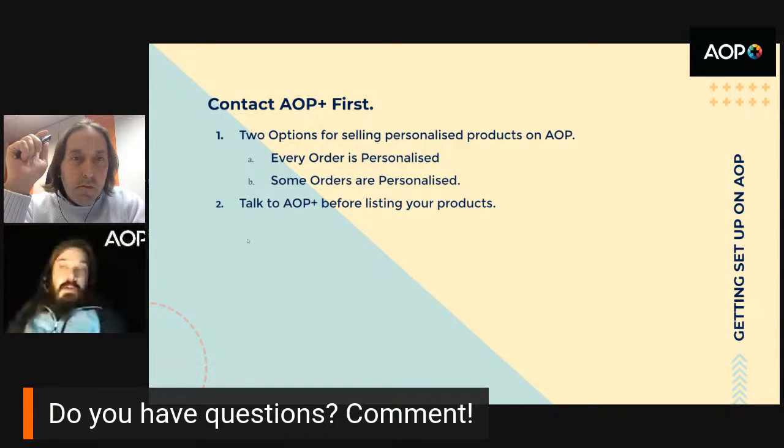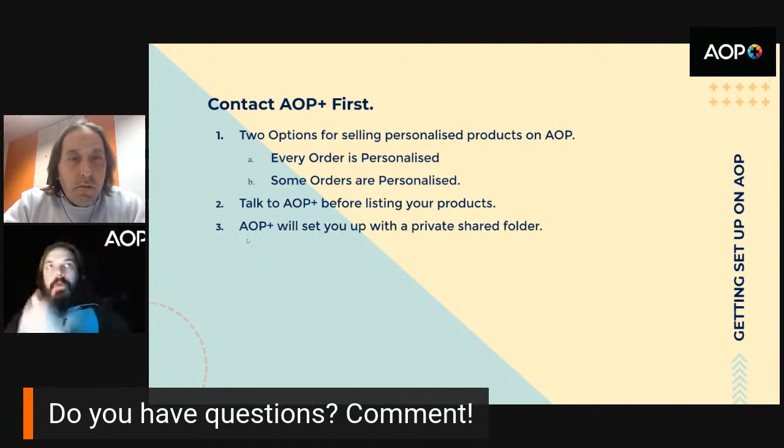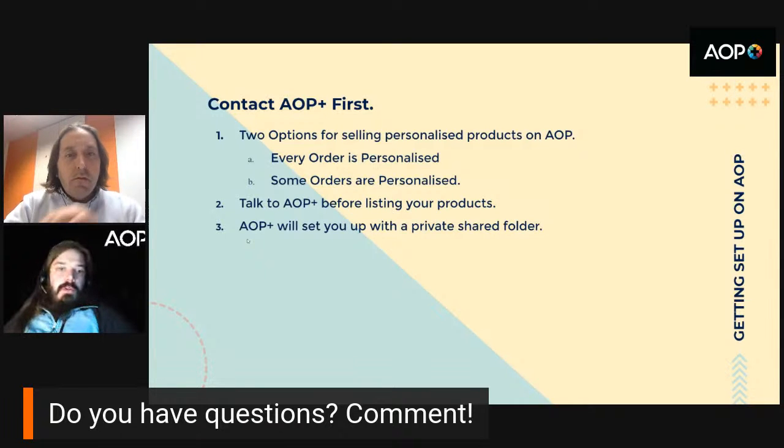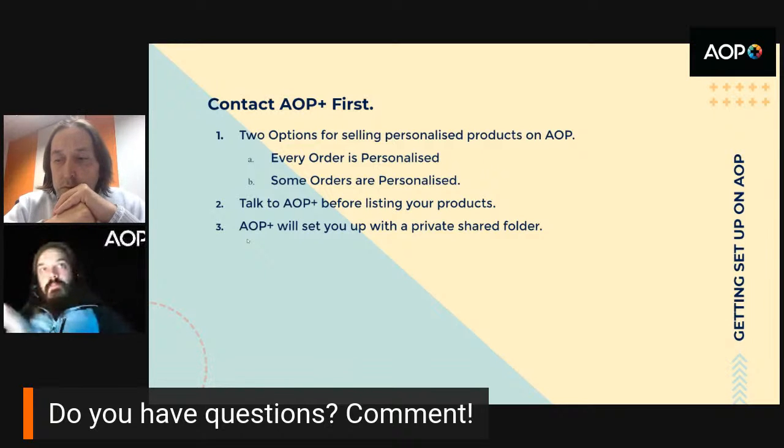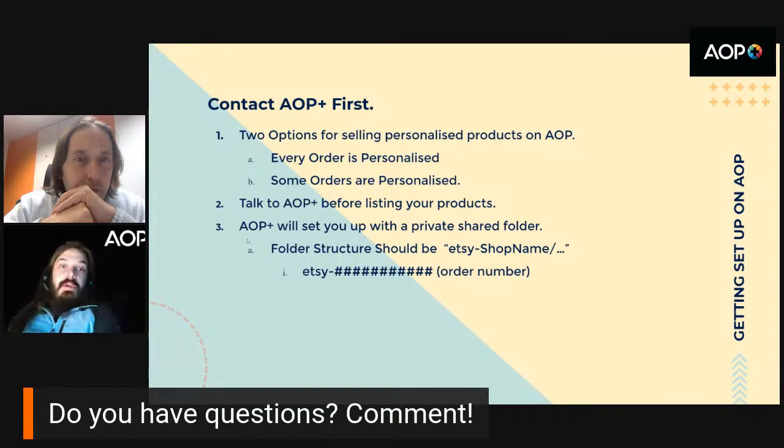So you really need to talk to them first. Reach out to their customer service, say I want to sell personalized and I'm going to sell everything personalized on this store, or I'm going to have a few things. And what AOP will do is they'll set up a shared Google Drive folder. This is where you'll put all of your order images, not your designs and stuff. They don't need this. They will give you a folder that'll be either Shopify-your shop name or Etsy-your shop name. And within that folder, you're going to put your orders. That's just going to be Etsy-your order number or Shopify-your order number.